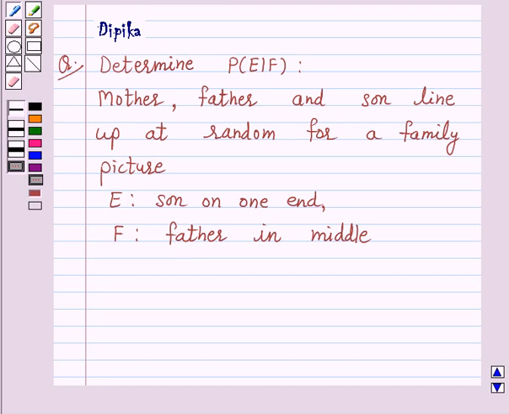I am Deepika here. Let's discuss a question which says, determine probability of E upon F. Mother, father and son line up at random for a family picture. E is the event, son on one end, and F is the event, father in middle. So let's start the solution.